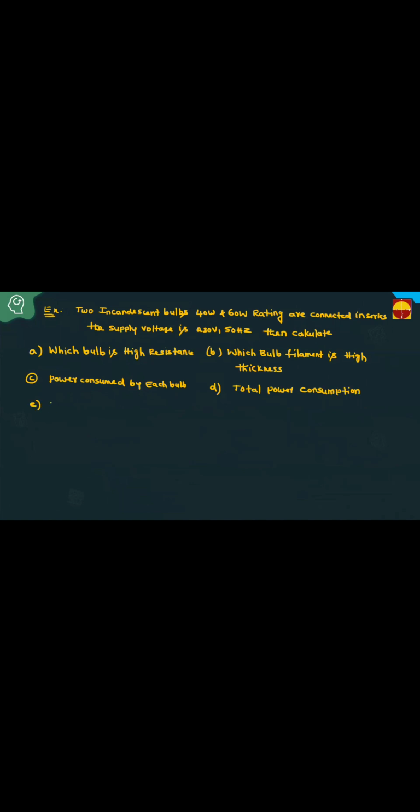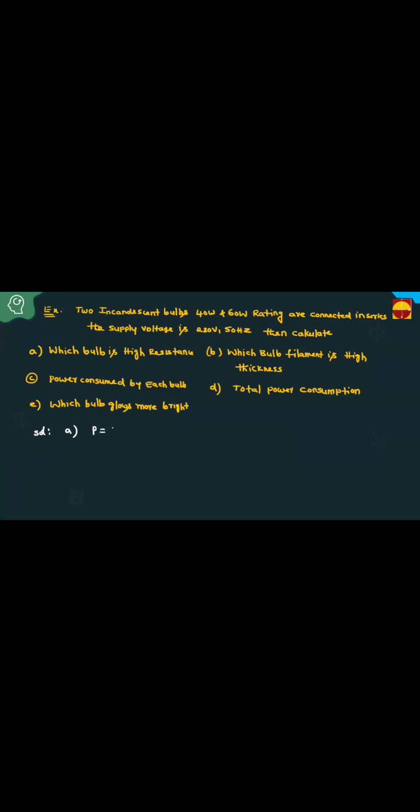Which bulb glows brighter? Which bulb glows brighter? More bright. I am solving this question. The A question and B question are similar, a parallel connection, no change.